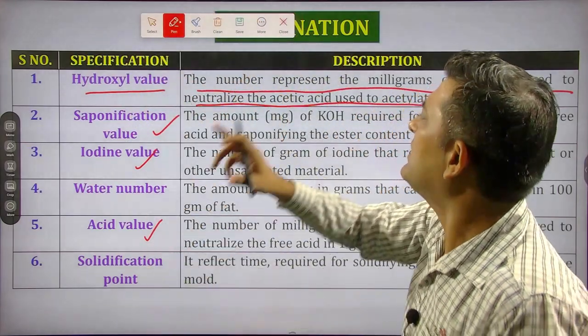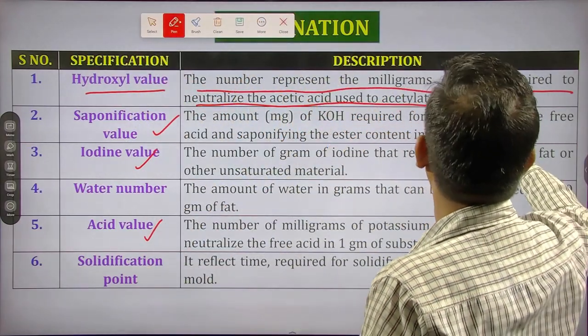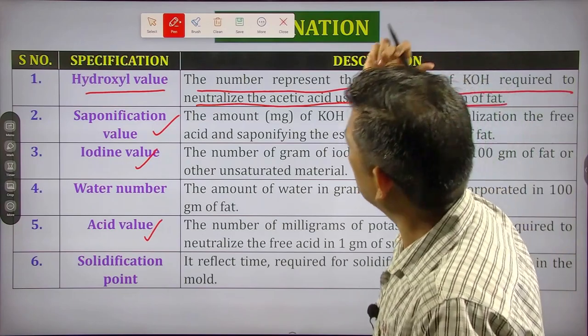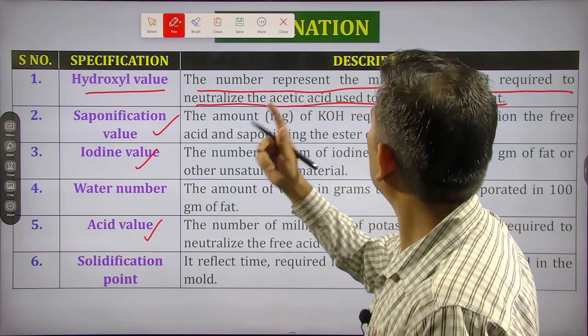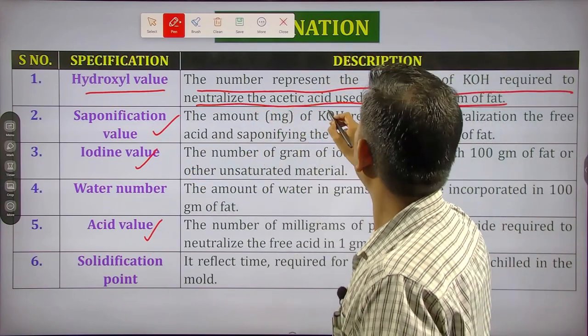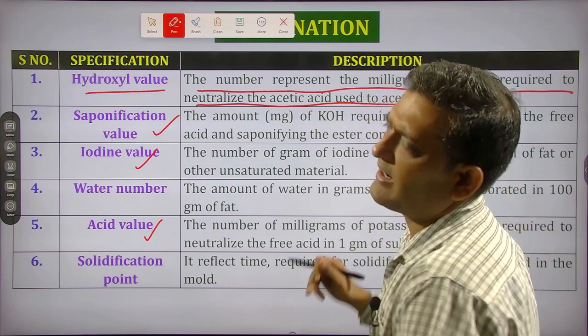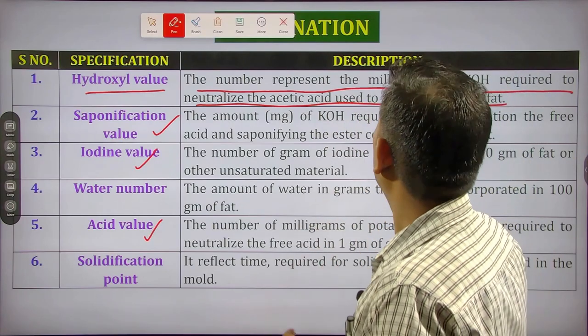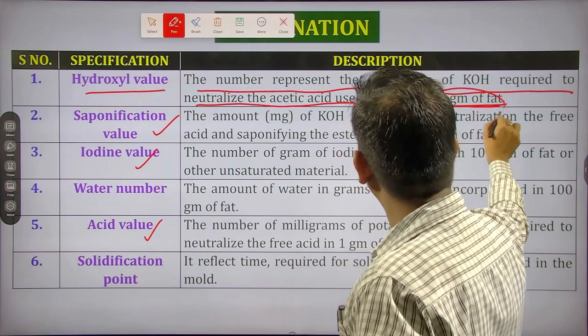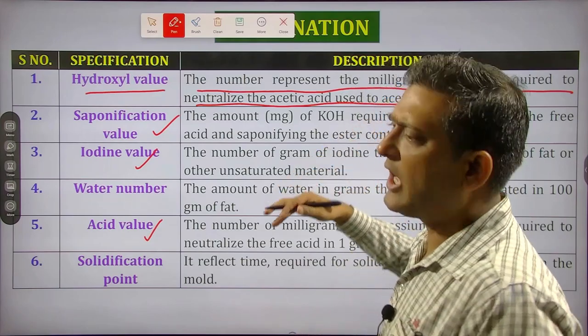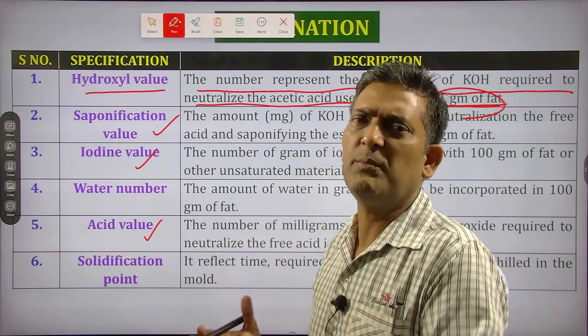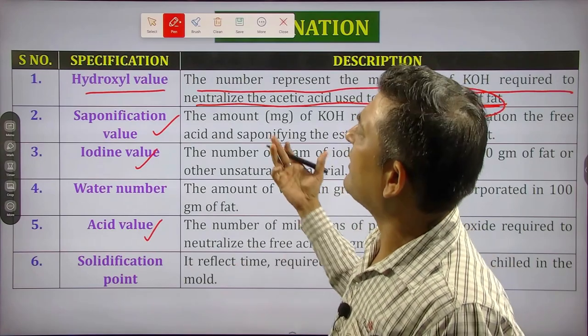What is hydroxyl value? The number represents the milligrams of KOH required to neutralize the acetic acid used to acetylate 1 gram of fat. To acetylate the 1 gram of fat, what is the requirement of KOH? How much KOH are you using? Depending upon that, you can get the hydroxyl value.